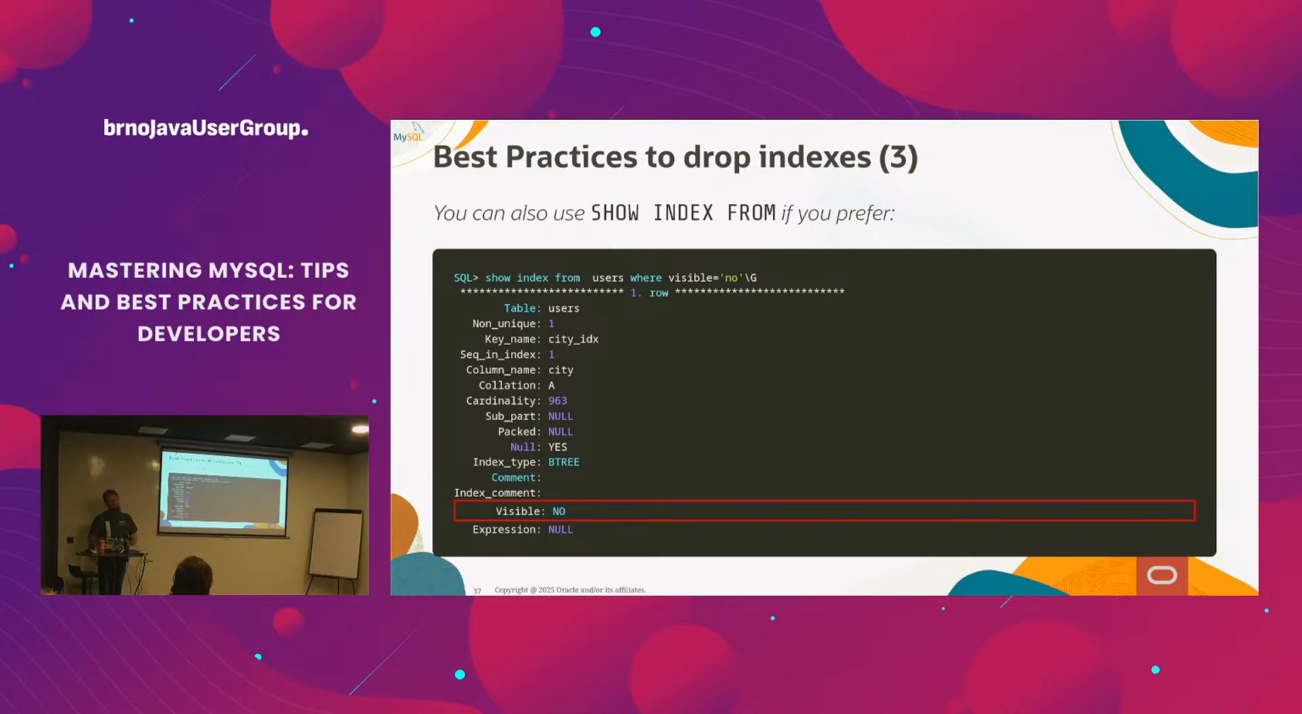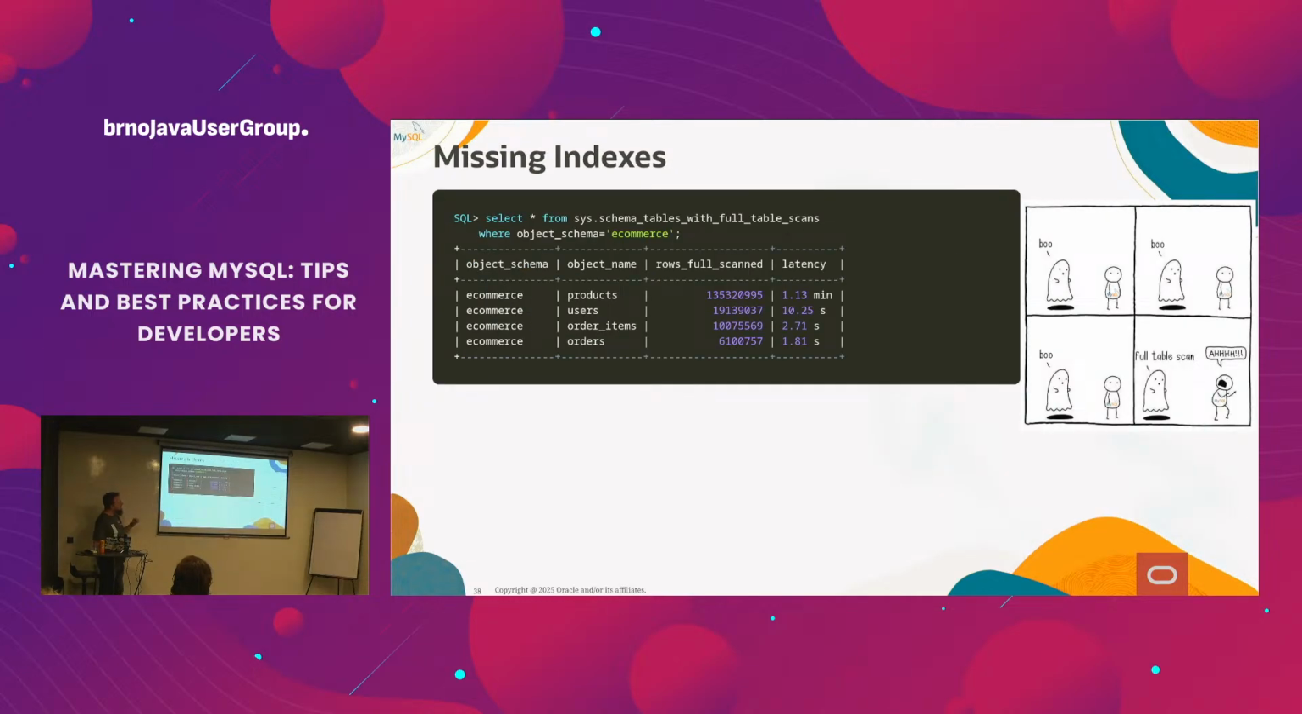MySQL is very easy. You can do plenty of bad stuff with it, and it will work. But there is one thing that it doesn't like when you have a lot of data. It is the table scan. Table scan is the only thing that scares MySQL. So if you want to find the table scans, you can check which tables have been scanned by queries. In this case, we can see that product, for example, has had a lot of rows scanned completely, and it took 1 minute to do all that.